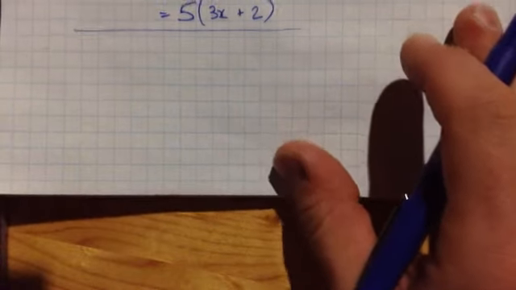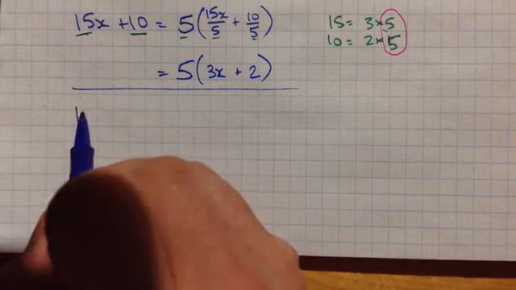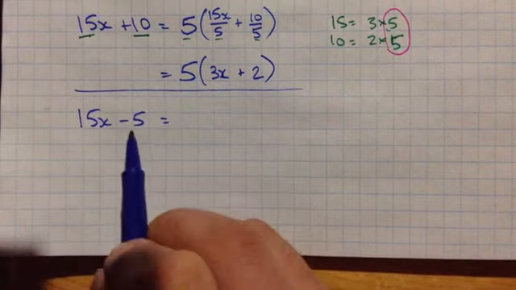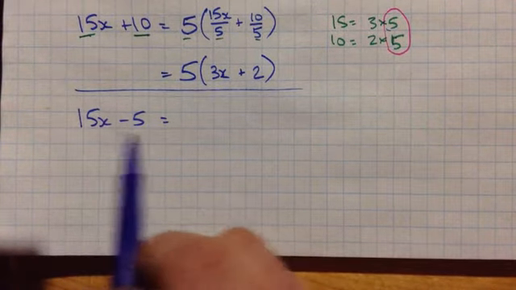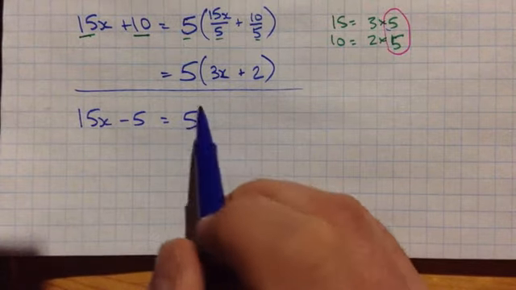Okay, let's do another one. How about we get some negatives in here? You know what, let's do a very similar expression. 15x minus 5. There's a negative sign there. Well, I can see already I'm going to have a 5 here and a 5 here, because I know 15 is 5 times 3. So let's divide that 5 out.